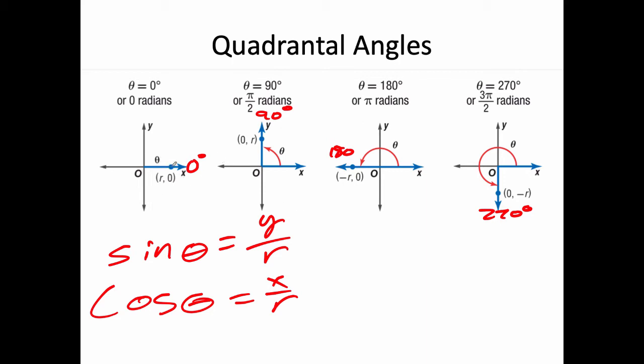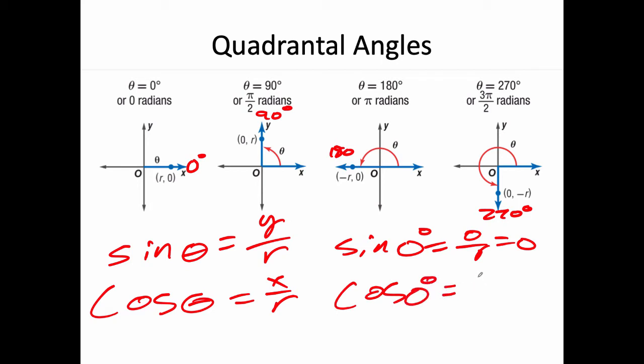ideas, except the y coordinate here is 0. So the sine of 0 degrees is the y coordinate divided by r. 0 divided by r would be 0. The cosine of 0 degrees would be the x coordinate divided by r, which is 1.